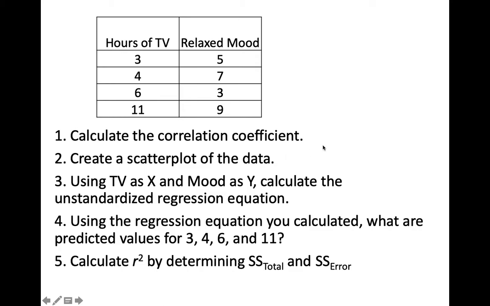There are basically 5 different parts of the problem, which is to first calculate the correlation coefficient, create a scatter plot of the data, and then using TV as X and mood as Y, calculate the unstandardized regression equation. Okay, so we're just going to use TV as a way to predict mood. And then using the regression equation calculated, what are the predicted values for 3, 4, 6, and 11, and then calculate R squared by determining sums of squares total and sums of squares error.